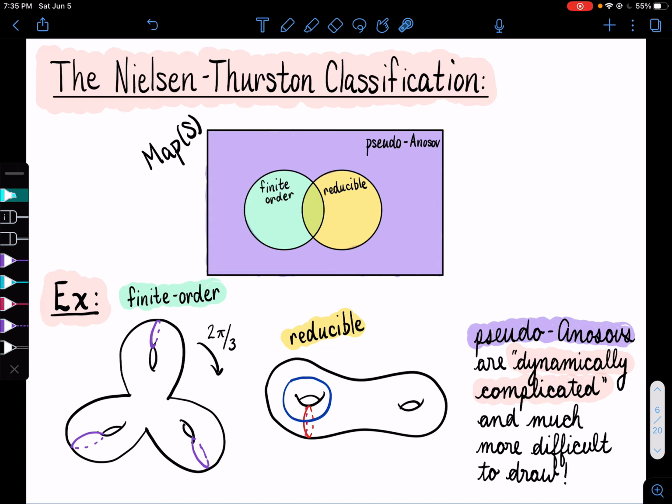There are elements that are called finite order. This is our familiar notion of finite order from group theory, where if we have an element, we raise it to some finite power, then we get the identity.